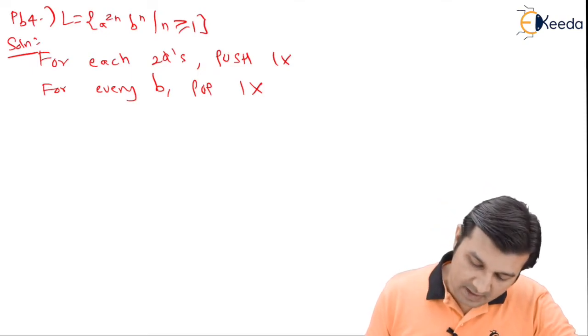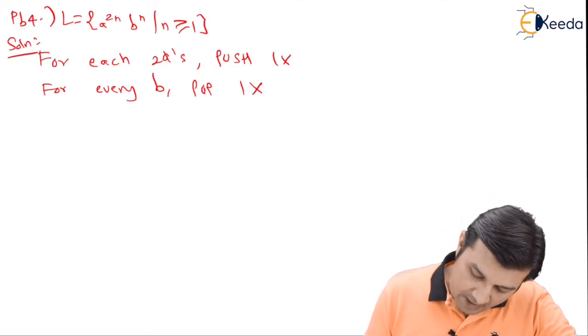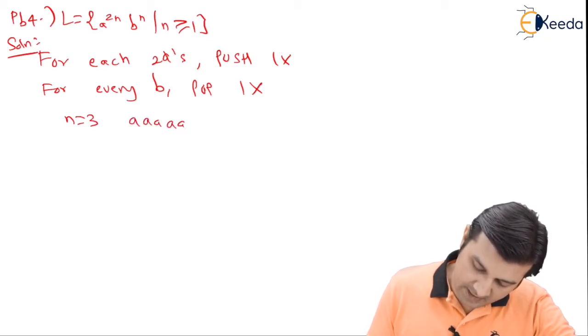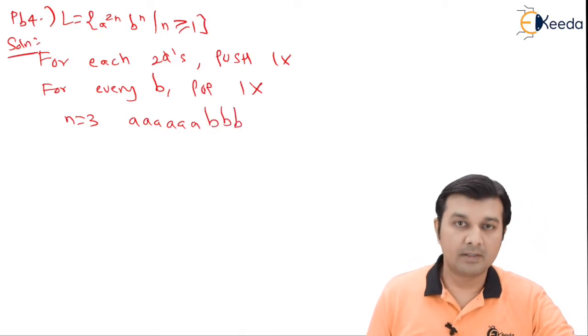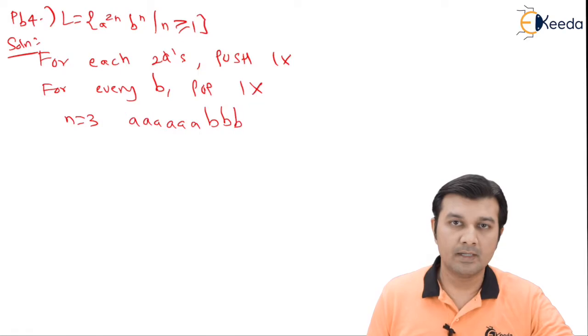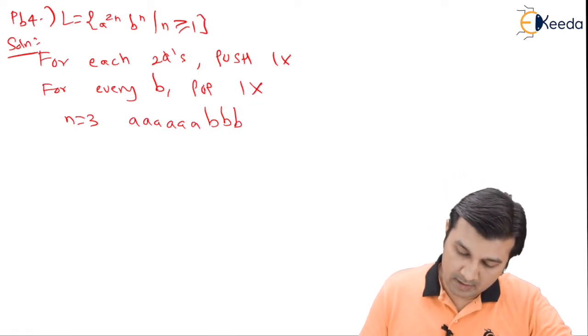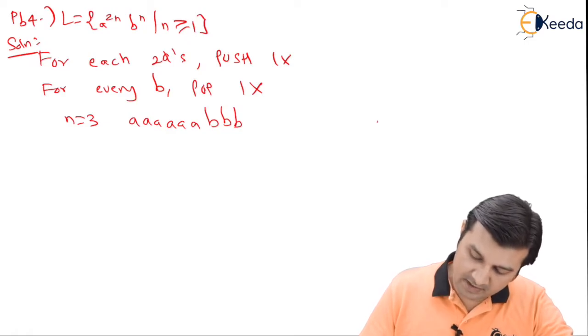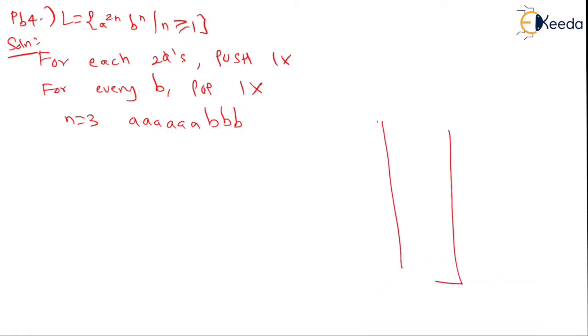So friends, if I say I am having the input as n equal to 3, that gives me 6 A's followed by 3 B's, right? So now going ahead, 6 A's followed by 3 B's, and I have a stack with me. As usual, the stack has bottom as my R, and now how are we going to evaluate the thing?